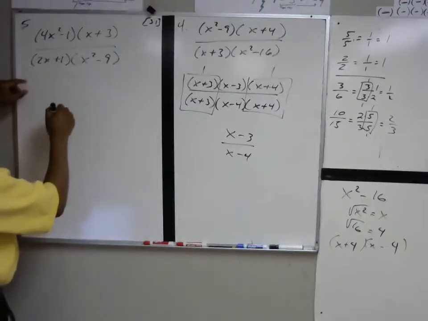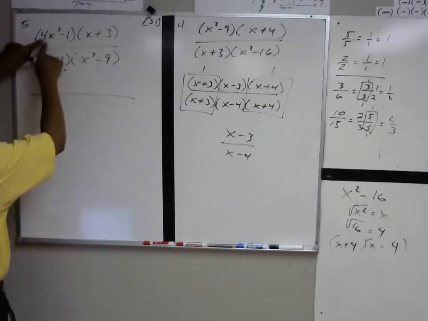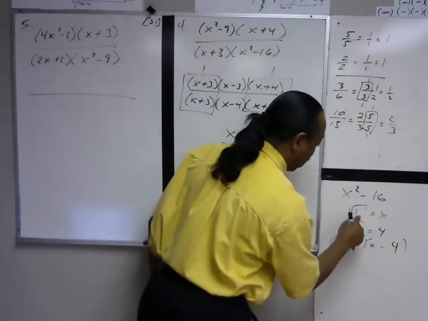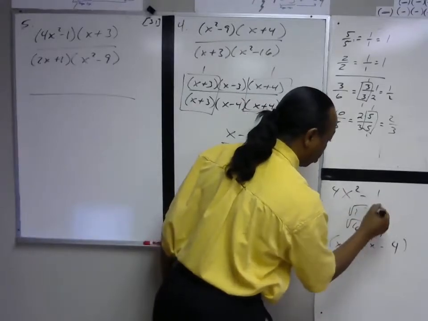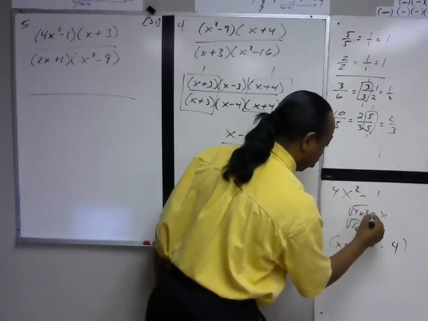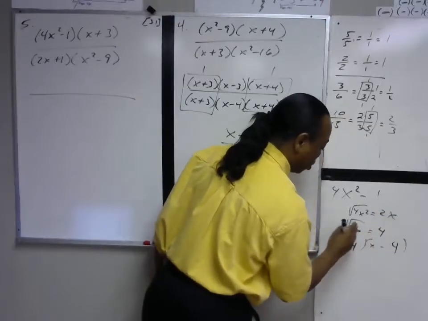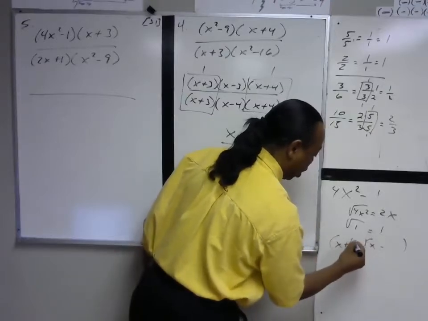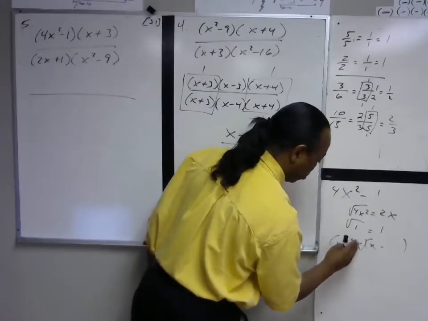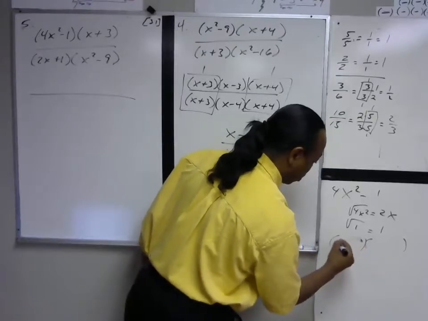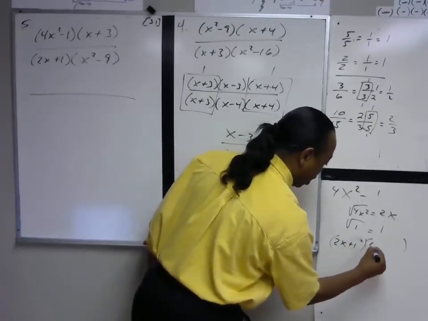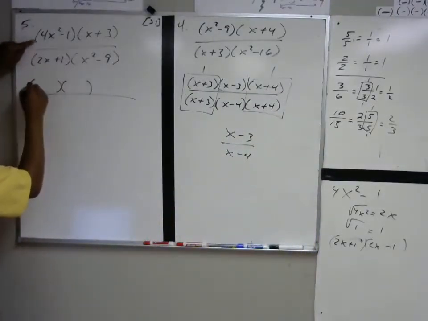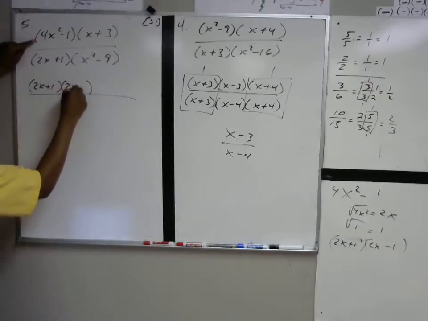Okay, here we have 4x squared minus 1. This is the difference of 2 squares. So we have 4x squared minus 1. So the 4x squared, when we take the square root of it, will be 2x. The square root of 1 will be 1. So we'll end up with a 2x plus 1 and a 2x minus 1. So it's right here. 2x plus 1, 2x minus 1.